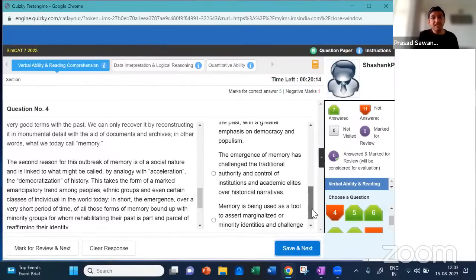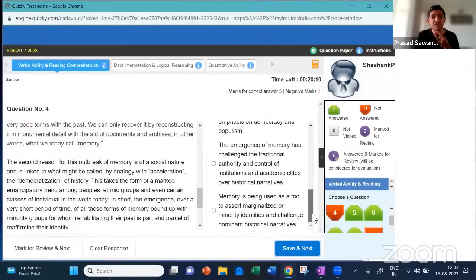The emergence of memory has challenged the traditional authority and control of institutions and academic elites over historical narratives. Maybe because the minority is more vocal, using their memory as a tool to assert marginalized or minority identities and challenge dominant historical narratives. Fair enough.